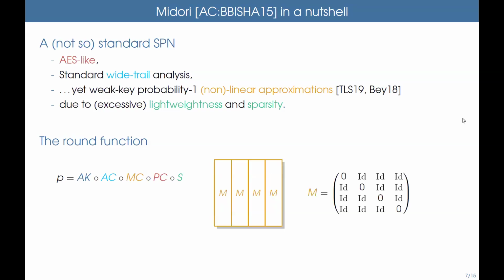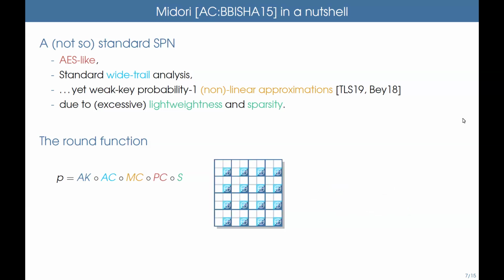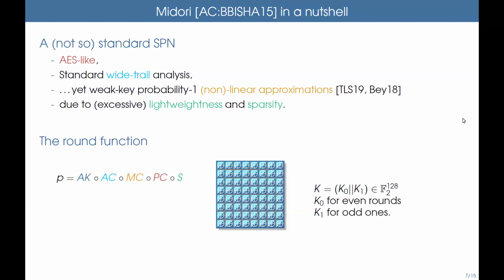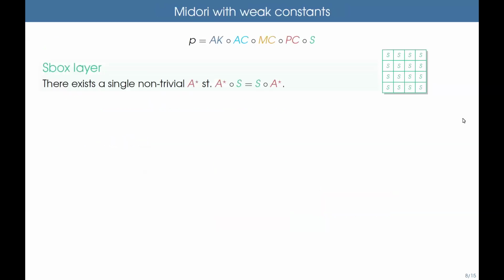Then we have a MixColumns, which uses this matrix, which is applied on every column of the state. And finally, we have constant addition with a very sparse constant, which can only be 0 or 1 on each of the nibbles, and a key addition with a simple scheduling because we are using half of the key every other round. So we can now study Midori in the way I presented just before. First, by using the algorithm, for instance the de Cannière algorithm, we can state that in the case of Midori, there exists a single non-trivial affine mapping that commutes with the S-box. And I will just denote it with a star.